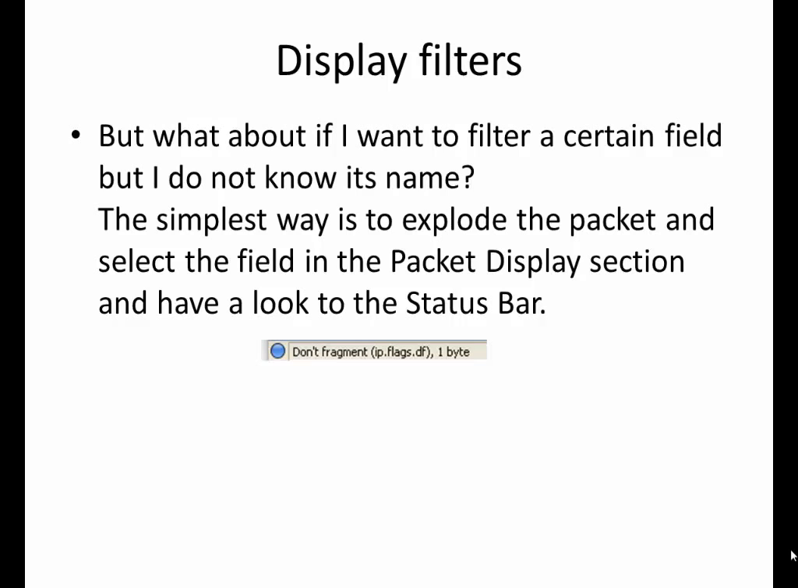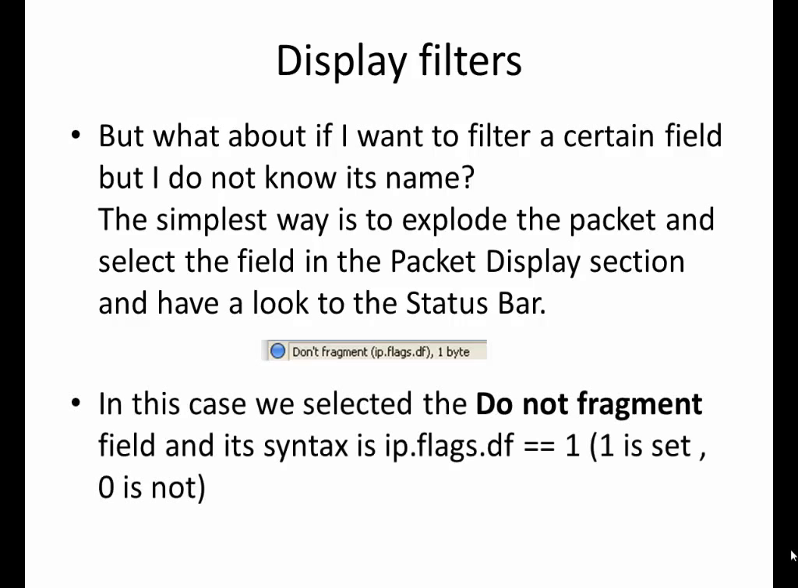For example, here we clicked on the IP flag DF. It's 1 byte long, and so if you want to make a filter about that, you can write ip.flags etc. That is the do not fragment field. It is a bit value, and normally it can be only 1 or 0. So 1 means do not fragment is on, and 0 is off.